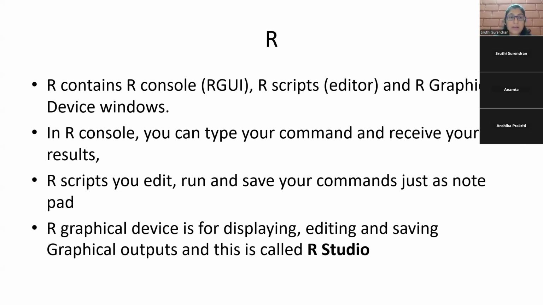So R contains this R console, R scripts and the R graphical device. The R console is where you can type your command and receive the results. R scripts are those codes that you create so that you can run it all together and save it so that you can use it during a later time. And R Studio is this graphical device that is used for displaying, editing, and saving graphical outputs.